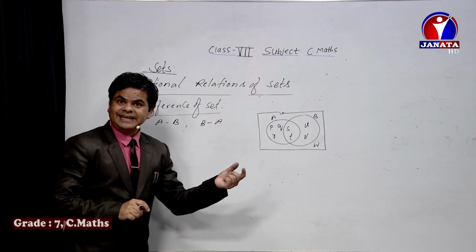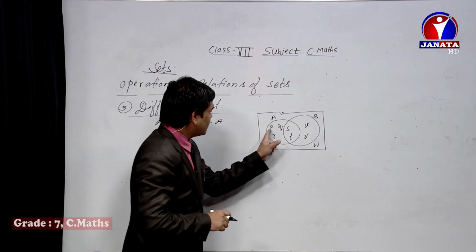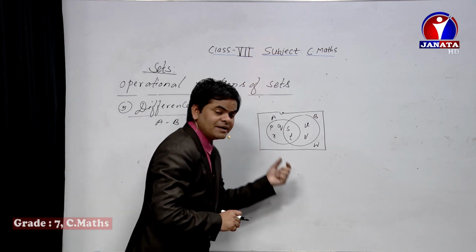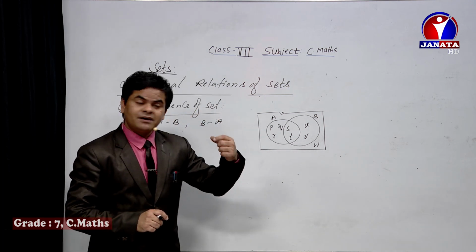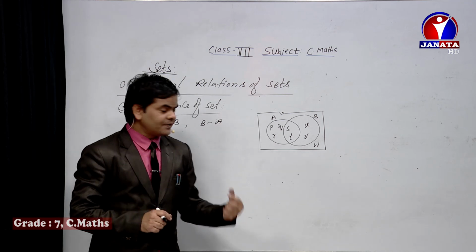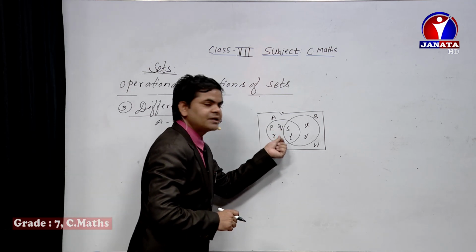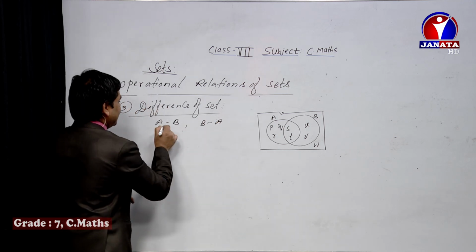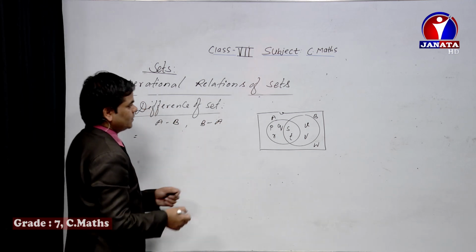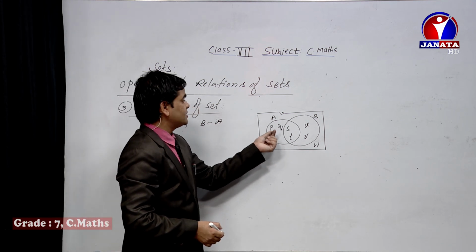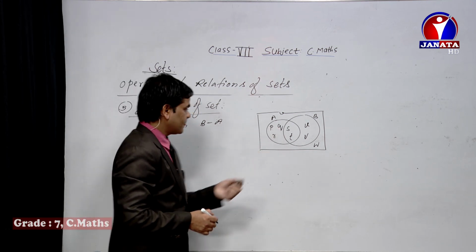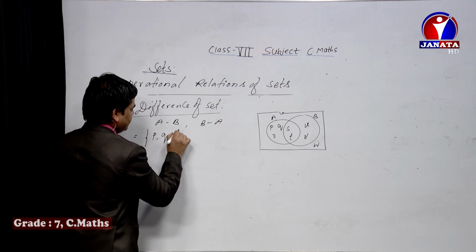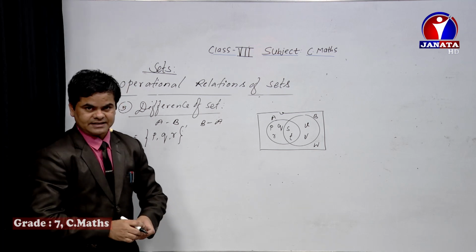The elements contained in A represent all of these: P, Q, R, S, T. But if we say the elements contained in set A only, then it represents P, Q, and R. So if you need to find A difference B, dear students, what do we have to do? We need to take out the elements of only the A side. That means curly bracket P, comma, Q, comma, and R. Close the curly bracket at last.